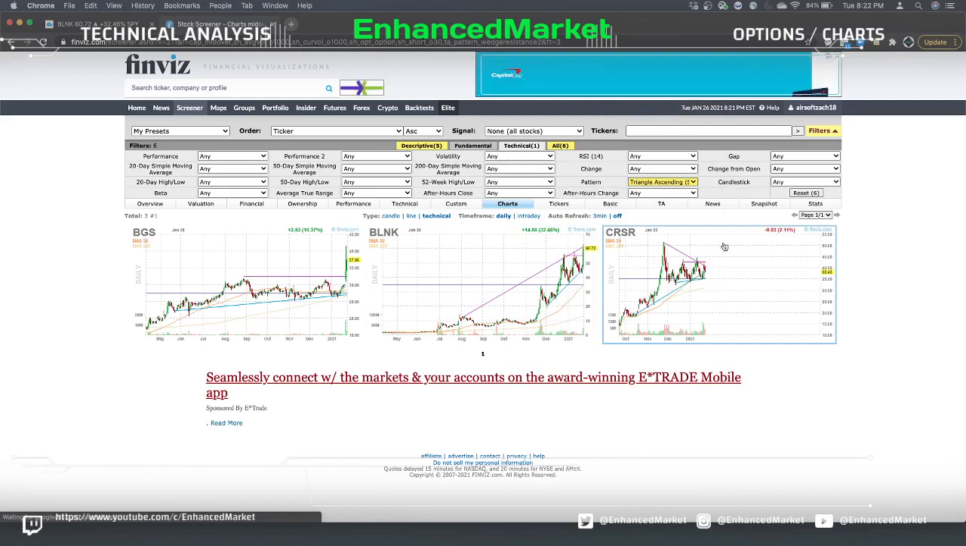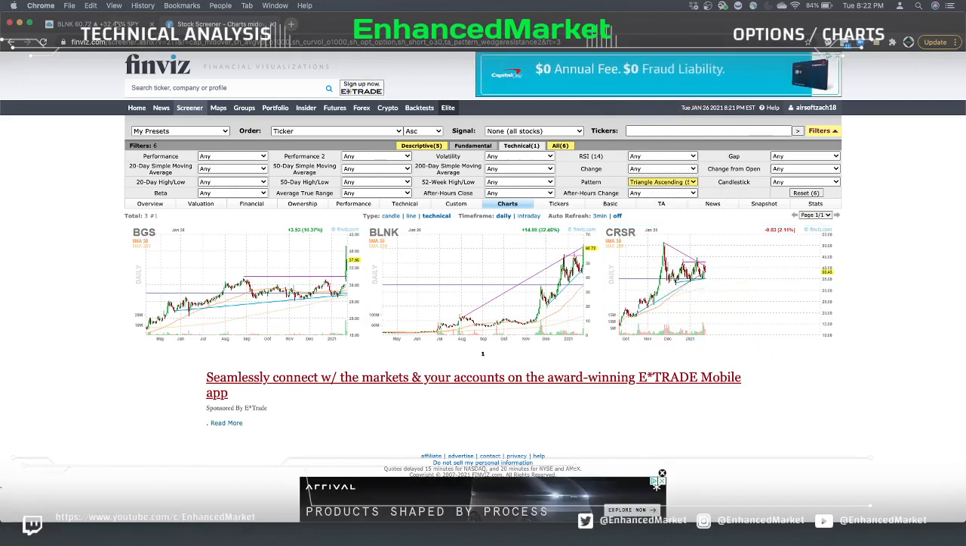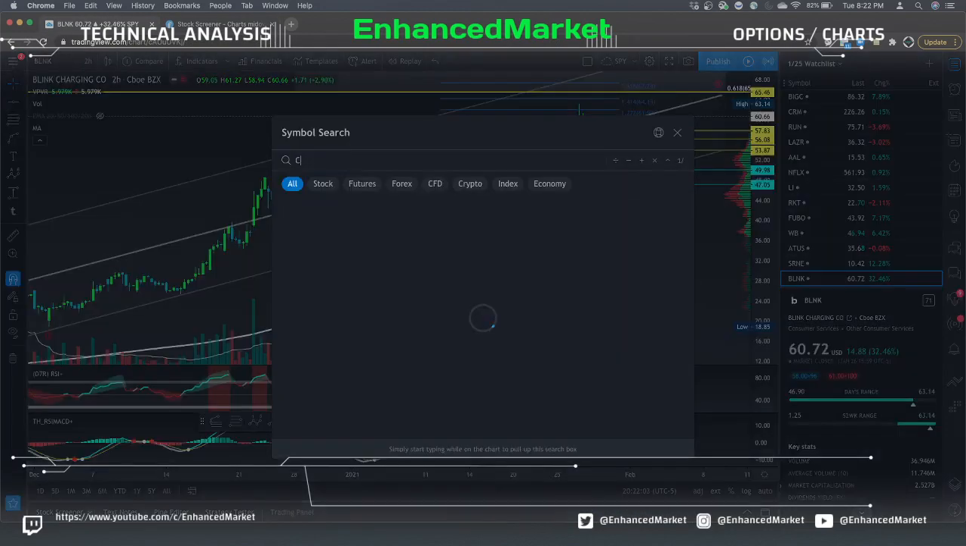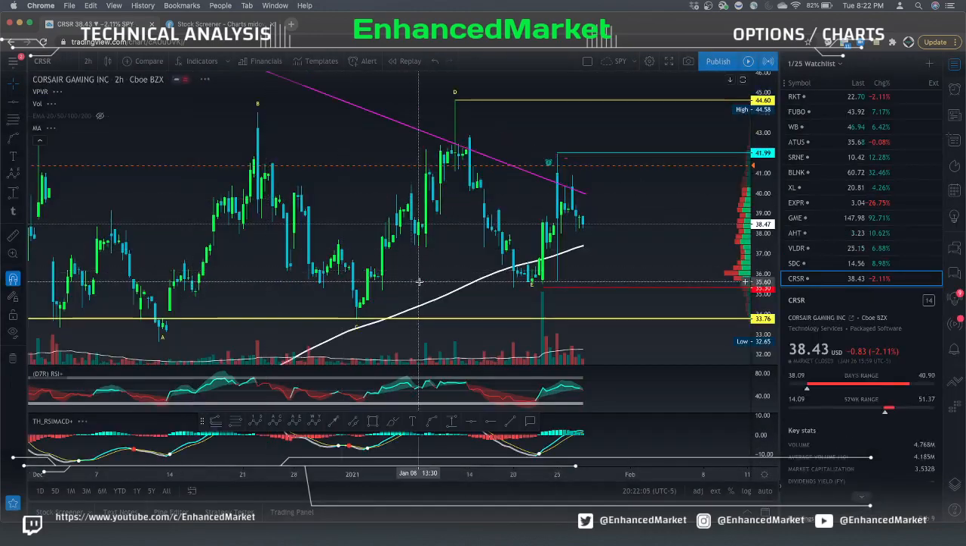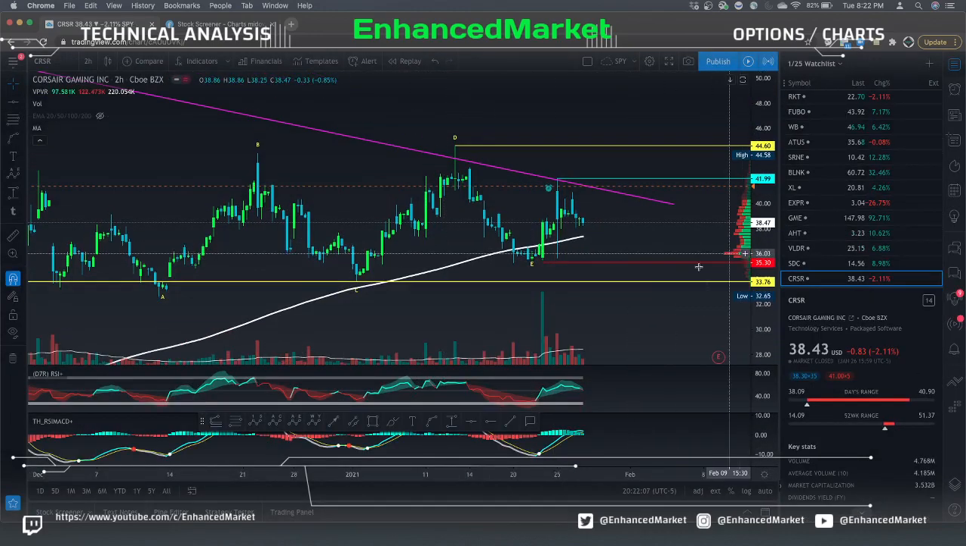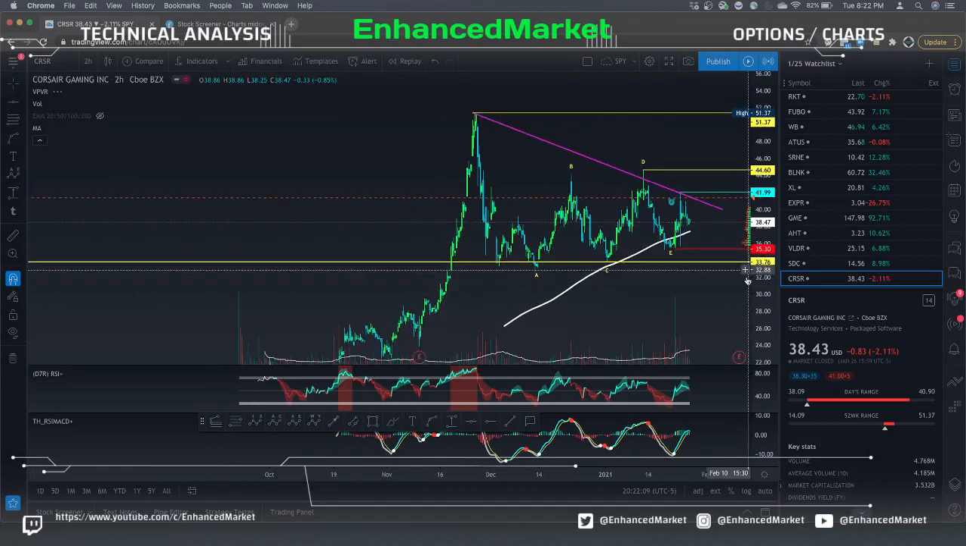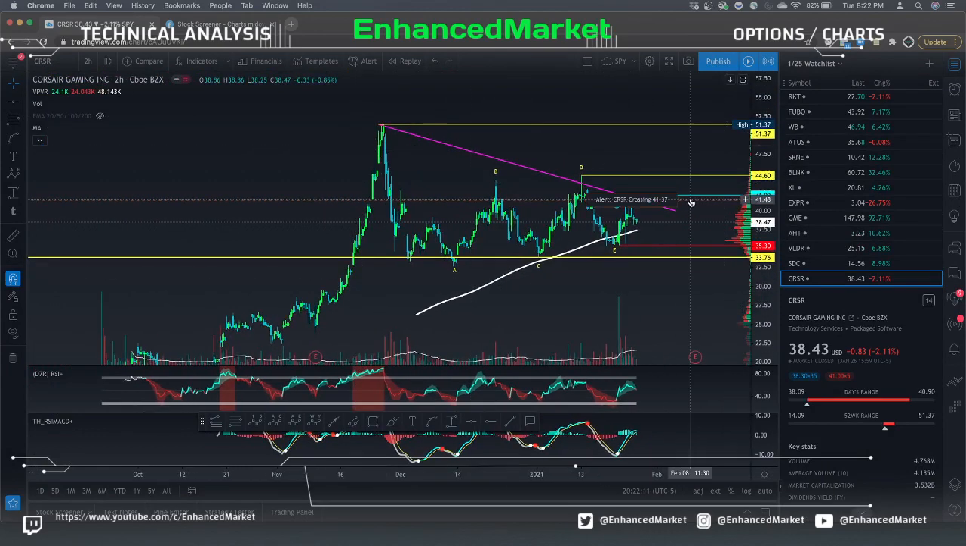CRSR is on here. I'm getting ready to play this one. This one looks pretty good going forward. This one's setting up nicely. Just rejected again. ABCDE correction.